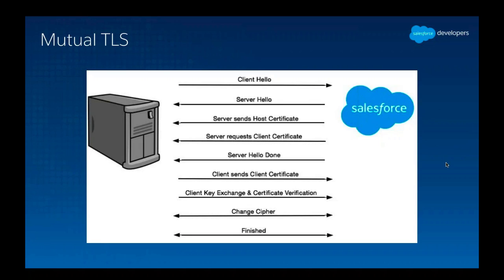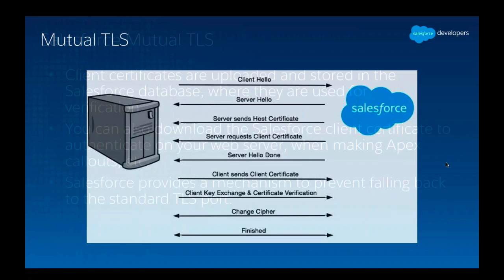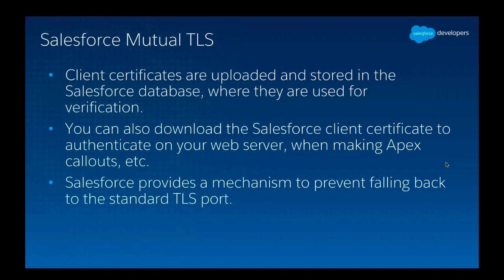It's a typical flow. So both servers send a hello message, and they both provide their certificates. Then they agree on a key exchange, and then the whole handshake is finished, and they can start communicating information back and forth. So client certificates are uploaded in the Salesforce database where they're used for verification. So you need to provide your client's certificate to Salesforce, and Salesforce can store it and use it for verification. And as I said, you can also do it the other way, where you download it from Salesforce and use it within your external application.